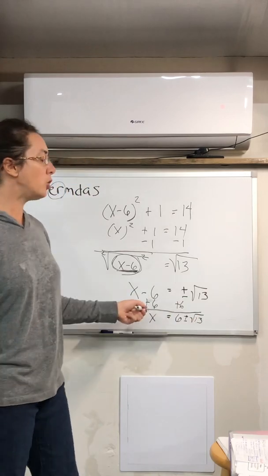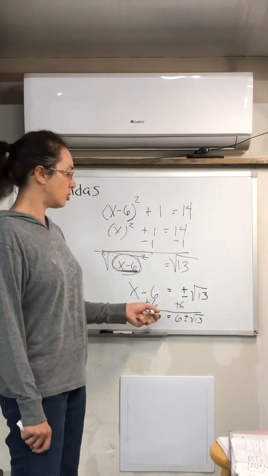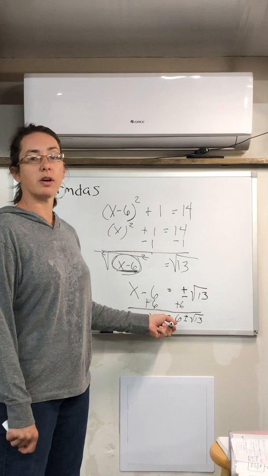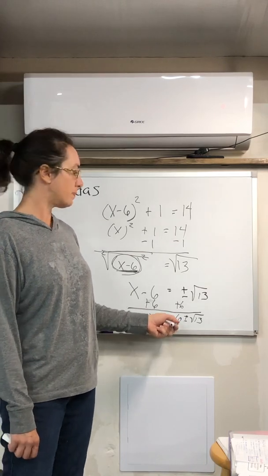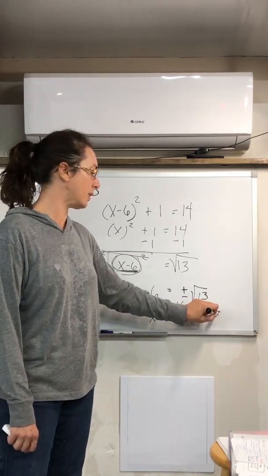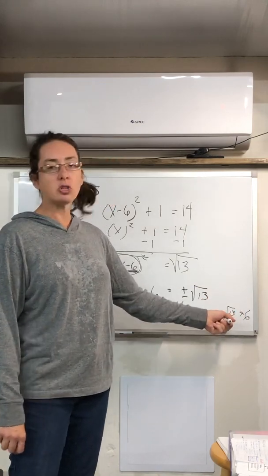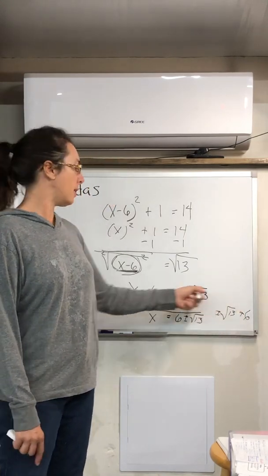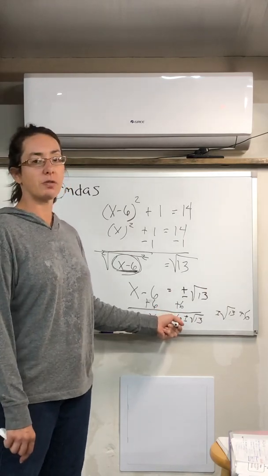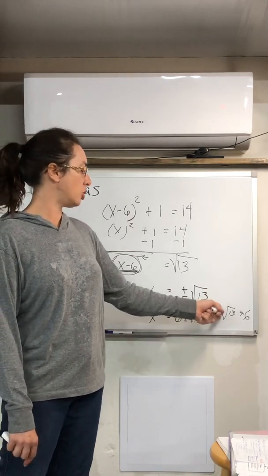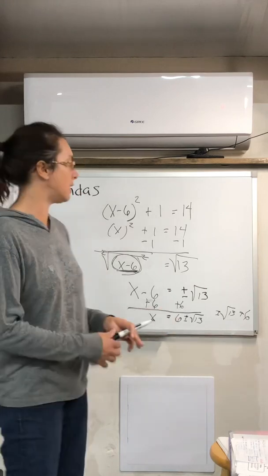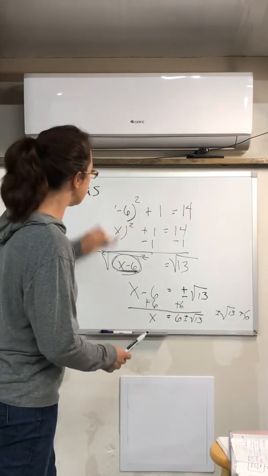Now, when you write your answers, always move the constant to the front. We wouldn't want to write plus or minus the square root of 13 plus 6. Sometimes you will see it like that, but more often than not, we're going to move it to the front. That way, you don't lose that plus or minus. It's just an easier way to not lose it.